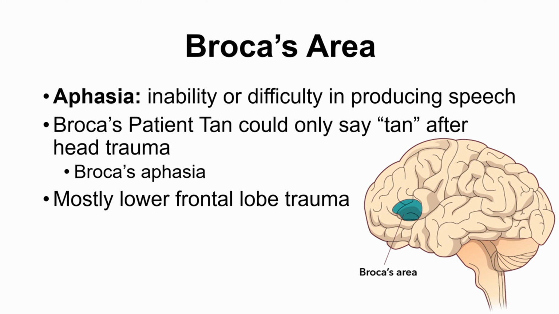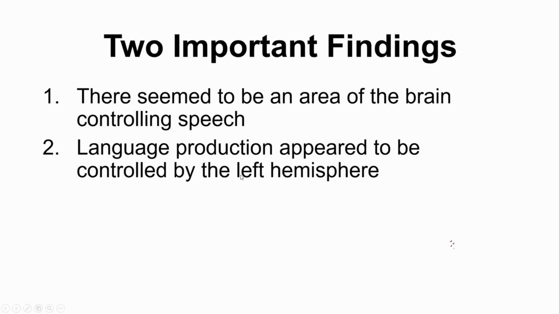So most of the damage was focused sort of here in this greenish colored area, so mostly on the frontal lobe and the lower area. So that's now called Broca's area. And they assumed that this was associated with his inability to speak.